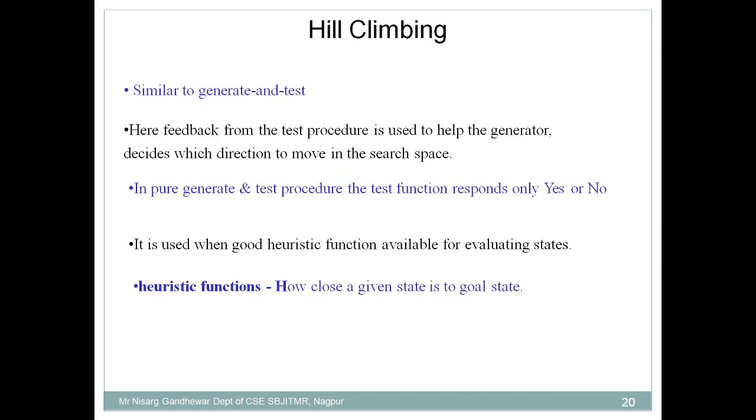Now the next one is hill climbing. So why do we require hill climbing, and how is the hill climbing algorithm different from generate and test?